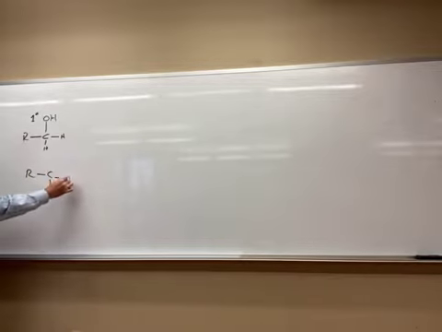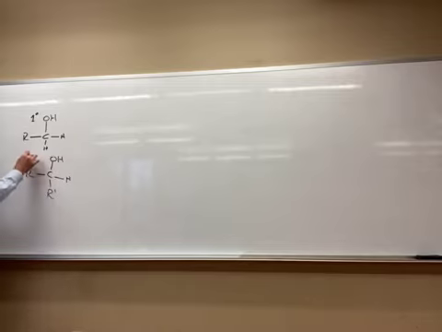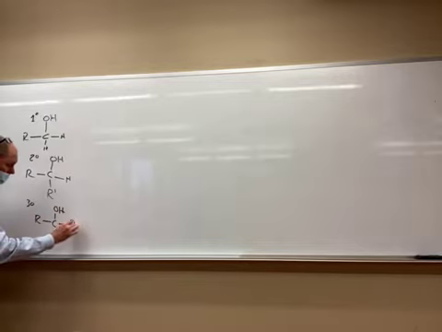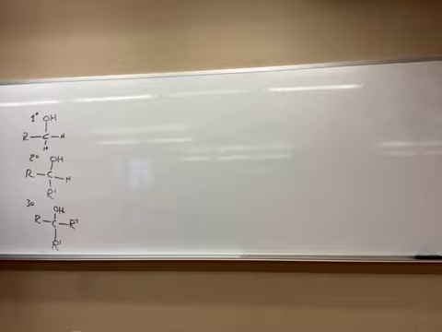an alcohol. Now go back to first semester. There are 3 types of alcohol. There are primary alcohols, there are secondary alcohols, and there are tertiary alcohols. And so those are your 3 families of alcohols.